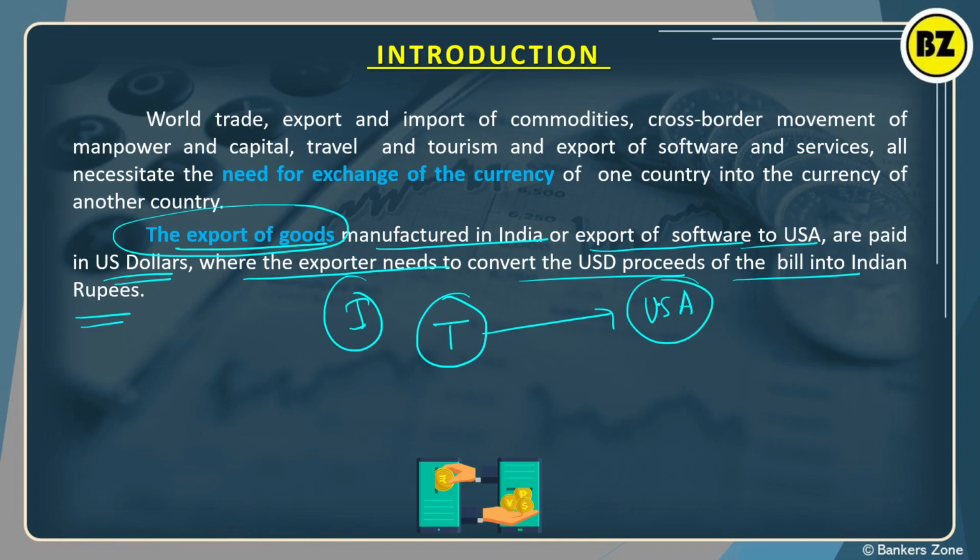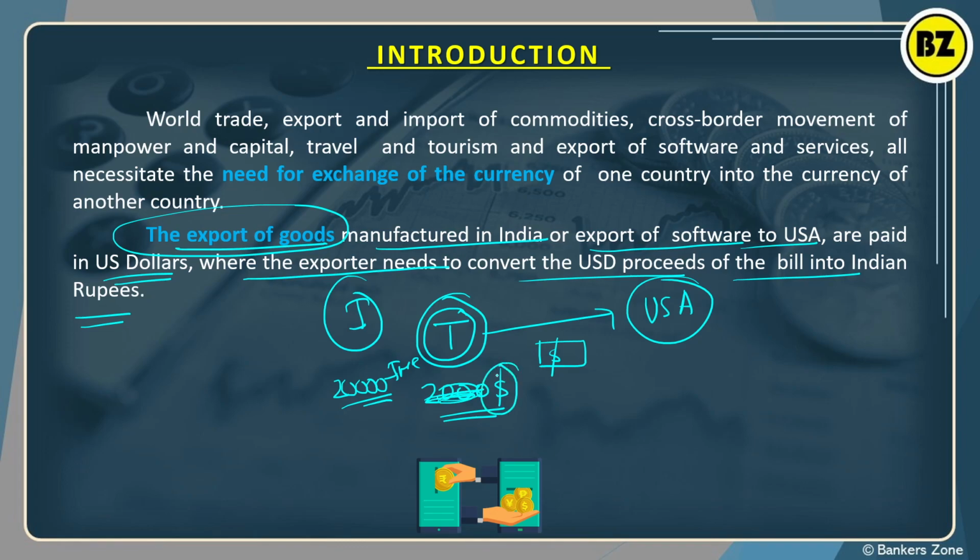What happened? If you export, whatever bill Tata is giving to the USA party, obviously it should be in dollars, because they only understand the dollar, right? So the exporter Tata needs to convert whatever the bill is, suppose 2000 dollars, into Indian rupees. It may be at whatever the rate is, right?